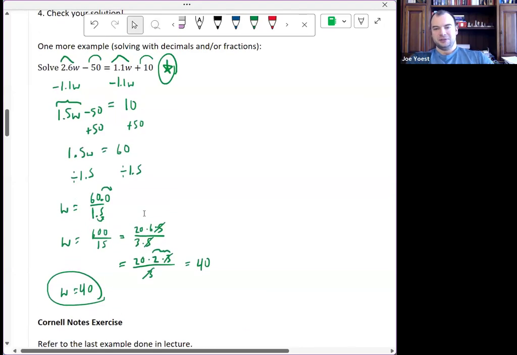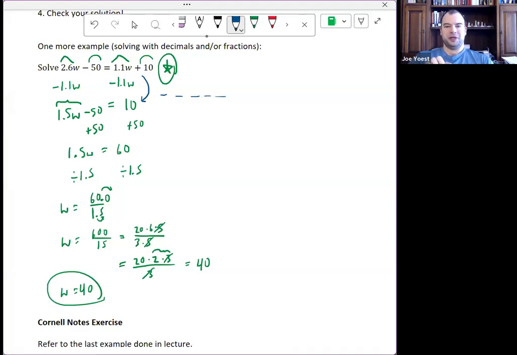So I went from here to here. Write out words, not math symbols, not numbers, but in words: what did I do? So something like "combine the variable terms together," maybe something like that.